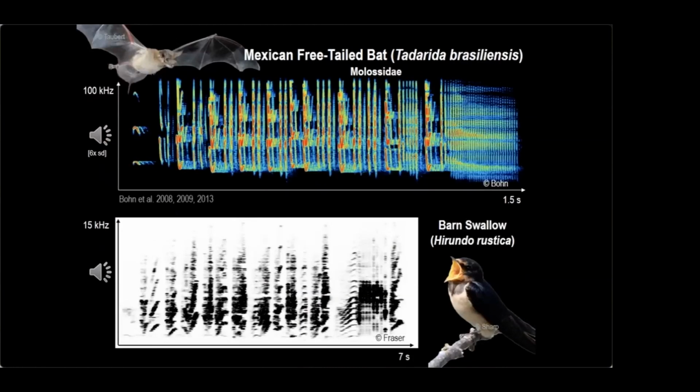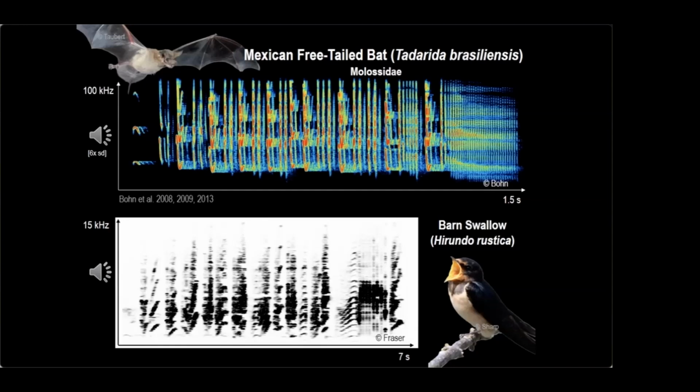The next example comes from Central America and the southern US. This is the Mexican free-tailed bat, Tadarida brasiliensis. It's a very different song, very dense, very fast, consisting of a lot of pulsed components here in the end, and I think its acoustic impression can be best compared to, for instance, the song of the barn swallow, which also has a really pulsed, harsh, kind of like brrt component in the end.